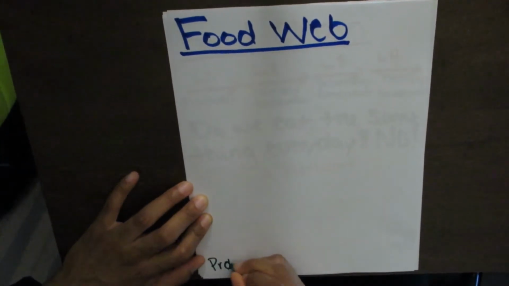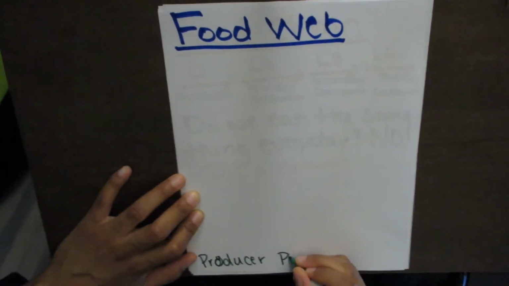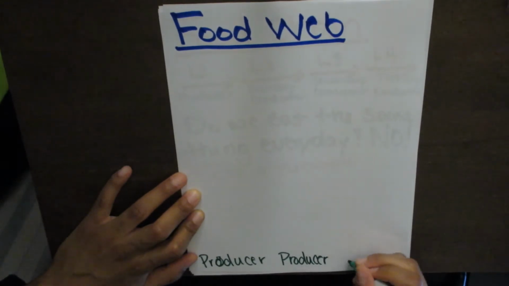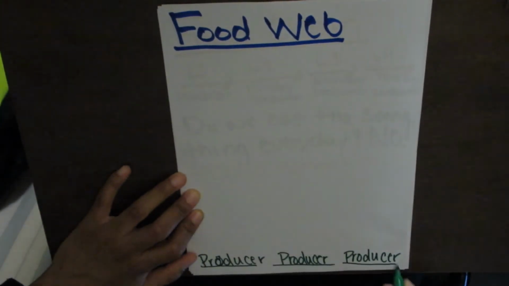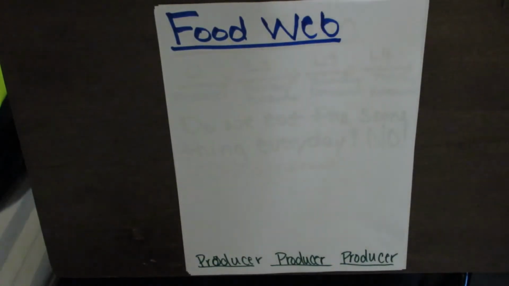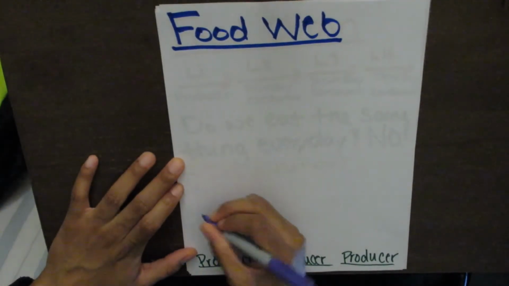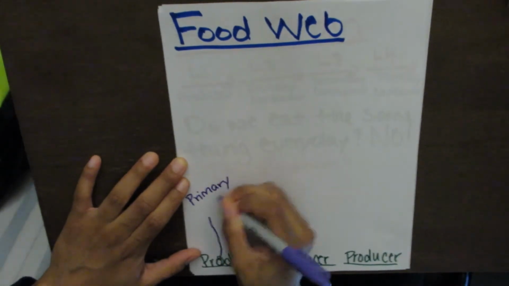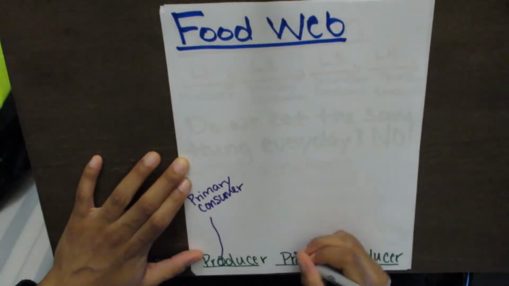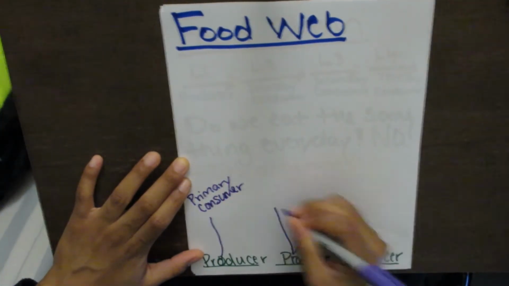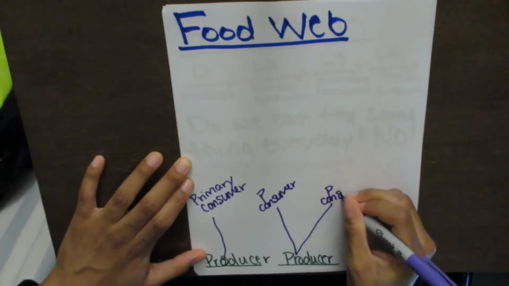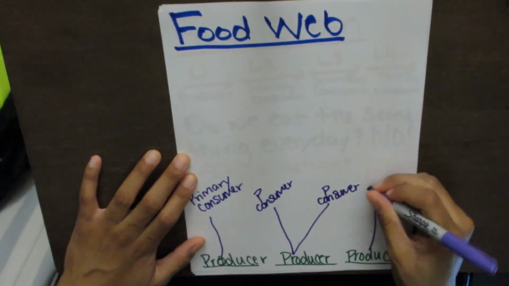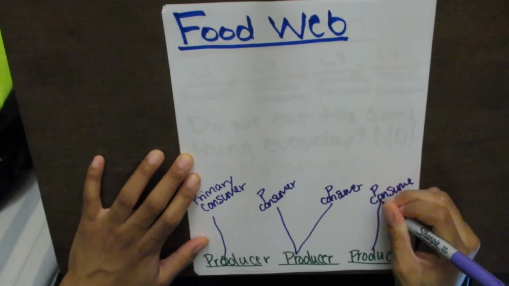So starting at the bottom of our food web, we have our producers. So you can have however many producers are in your ecosystem. I'm just drawing 3 for my example. Now, branching off from your producers, you have your primary consumers. But because primary consumers don't eat the same thing every day, or you might have different primary consumers that eat the same thing, you can have more than one branch. So as you can see, now I have 4 primary consumers.